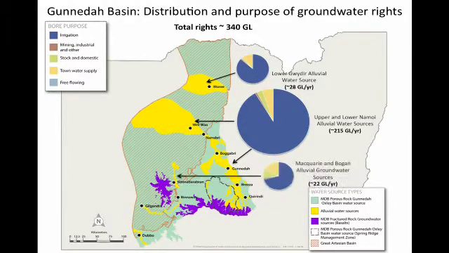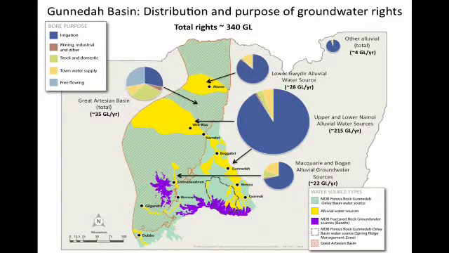Here we have the Macquarie Bogan alluvial groundwater sources, which total 22 gigalitres and again are mainly for irrigation. The remainder of the alluvium overlying the Gunnedah Basin is shown here at about 4 gigalitres. In total, alluvial rights overlying the Gunnedah Basin are 270 gigalitres. No further rights are being granted in alluvial systems, and these rights represent the sustainable extraction limits for each water source.